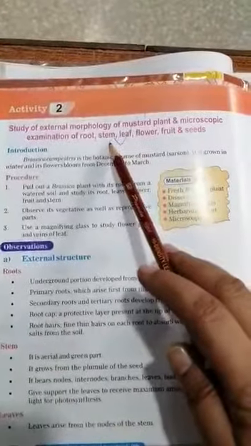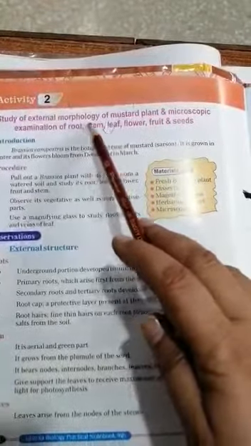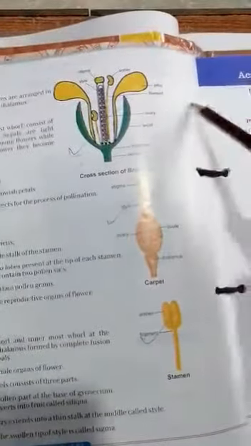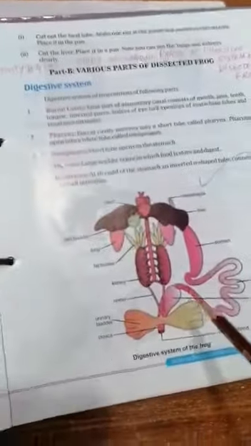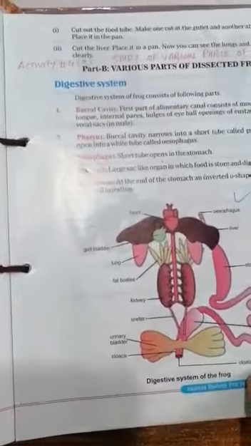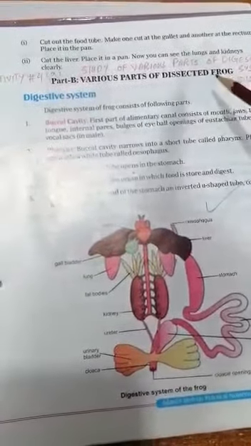The next activity is this, that is, to study the morphology. You have to study the root, stem, leaf and flower of the mustard plant. In this you are going to draw this diagram, this and this one. Then you are going to do the next practical. There are many diagrams about the dissection of frog. You can draw 1 or 2 diagrams from this, like the digestive system, that is, various parts of the dissected frog. Similarly, the arterial or venous system.